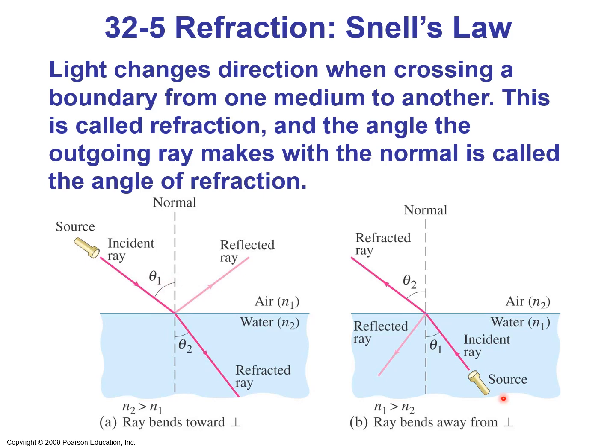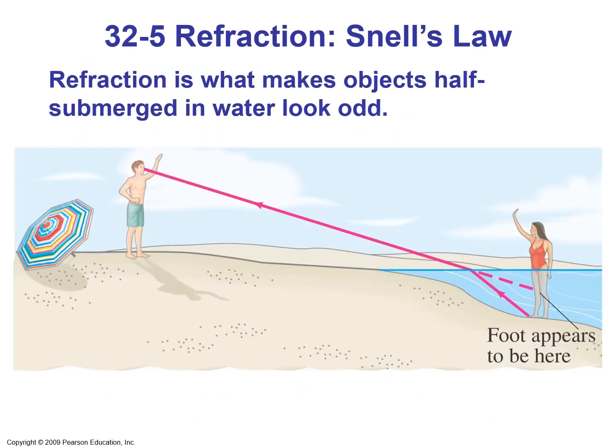For the other scenario, where the light is coming from larger index of refraction to a lower index of refraction, for example, from water, N1, to air, N2, the light is bending away from the normal to the surface. As you see here, the refracted ray is bending away from normal. So theta 2 is larger than theta 1. However, the angle of reflection is the same as the angle of incidence. But the angle of refraction, theta 2, is larger than the angle of incidence, theta 1.